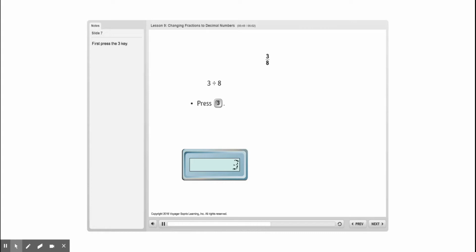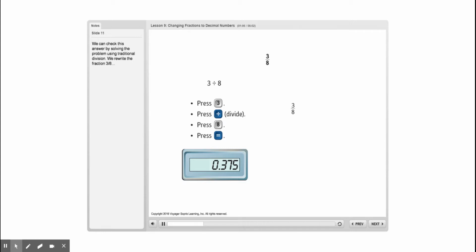First, press the 3 key. Then press the division key. Now press the 8 key. Finally, press the equals key. We get the answer 375 thousandths.